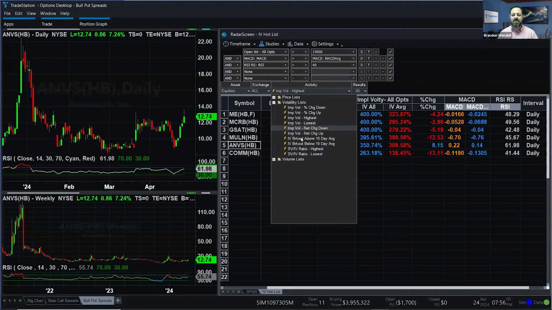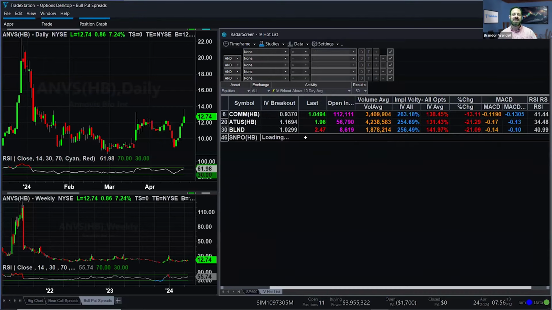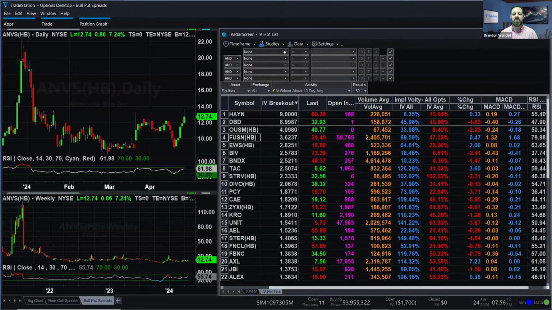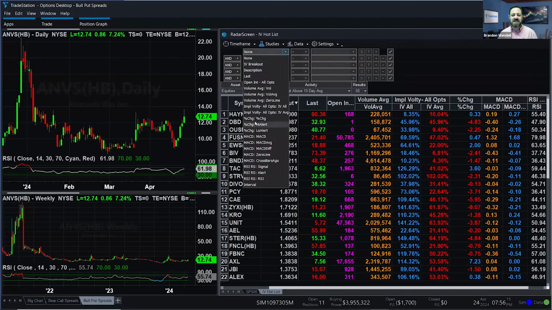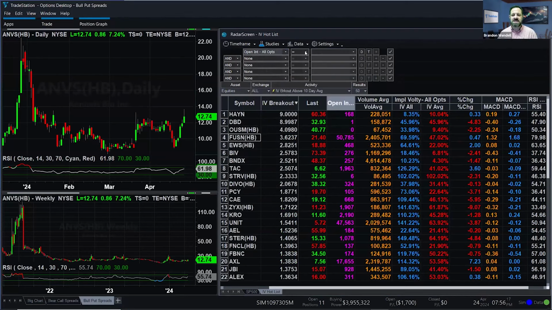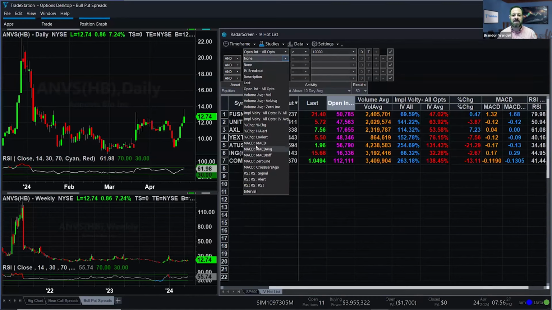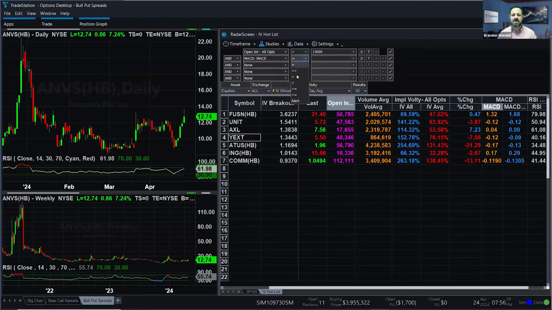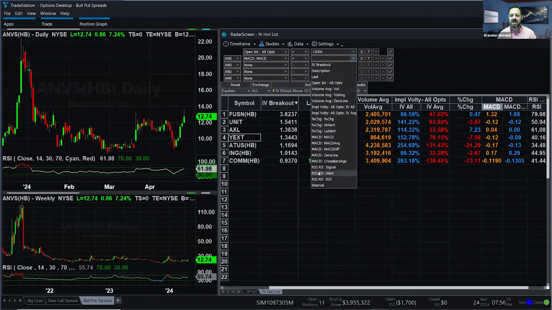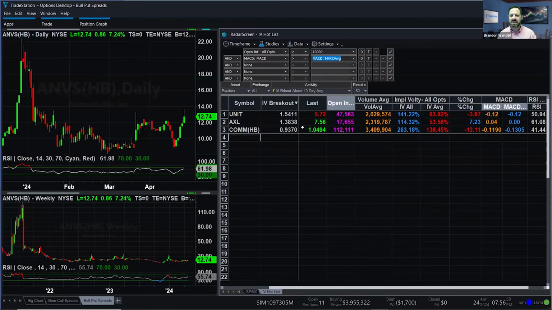Let's say we want to have implied volatility breakout above the 10-day average. Maybe that narrows it down a little bit better for us. Again, I can start putting in those filters, open interest greater than 10,000. And again, MACD. And then when I get to the OptionStation Pro and actually place a trade here. So we want the MACD above the average. And it knocked it down quite a bit.